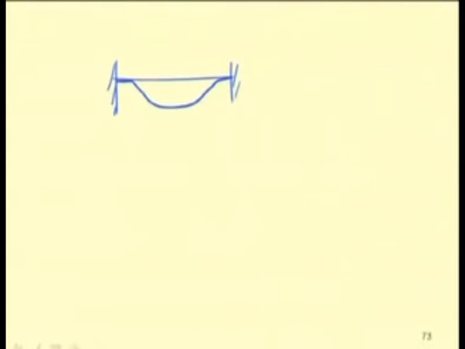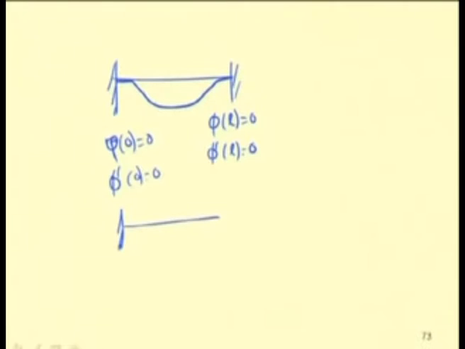So, one can get 4 boundary conditions, 2 for the left end and 2 for the right end, that is phi 0 equal to 0 and phi dash 0 equal to 0. Similarly, phi L equal to 0 and phi dash L equal to 0. Similarly, one can get the equation of motion for a cantilever beam. In the case of a cantilever beam, at the fixed end the boundary conditions are the same as those of the fixed beam, but the right end is free.